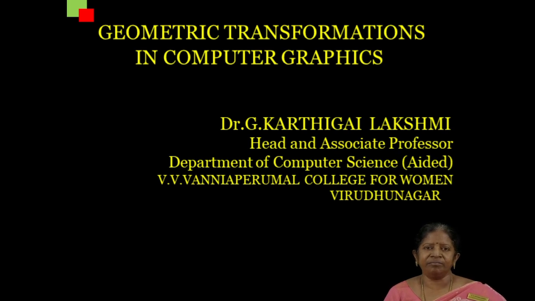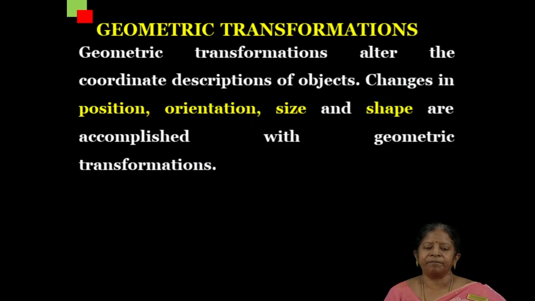Now let's see what we mean by geometric transformation. Geometric transformations are used in computer graphics to alter the coordinate positions of the object. You can use them to change the position, the orientation, the size and the shape of the object.